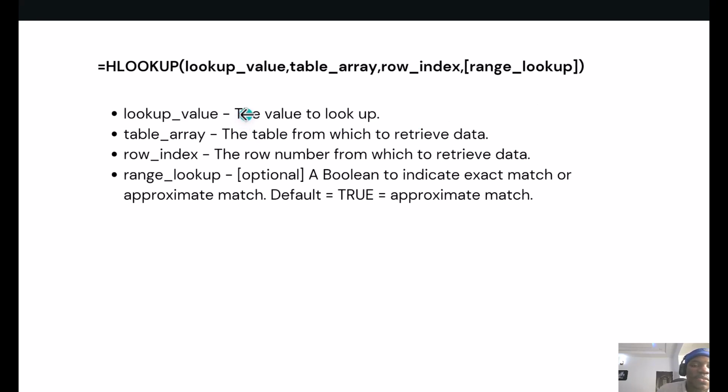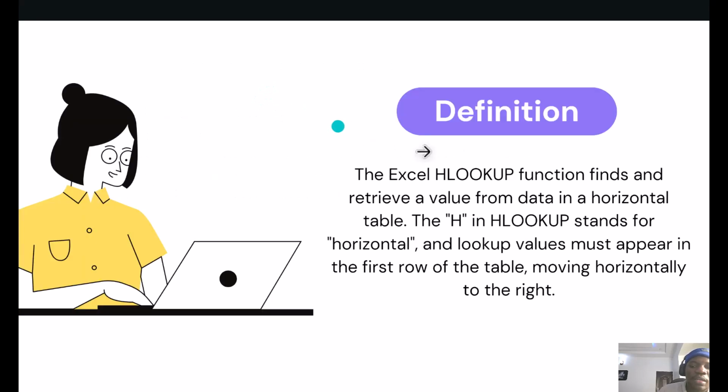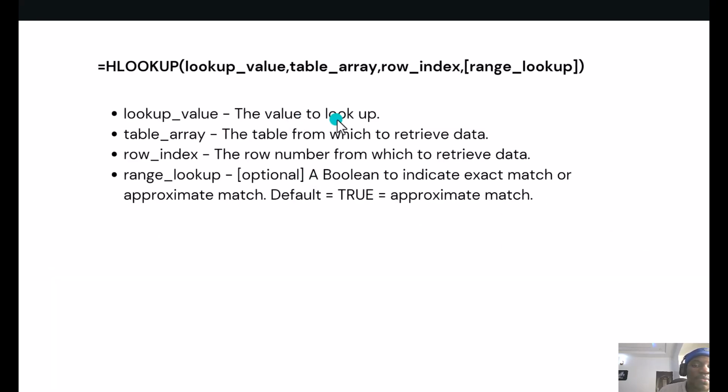So the first one is the lookup value. This refers to the value which you are going to be looking up. And as I said, the lookup value should always be in the first row. If you look at this, it says the lookup values must appear in the first row of the table which you are going to be working with. Then the table array is a table from which we want to retrieve this data. That means you are going to be selecting a table.